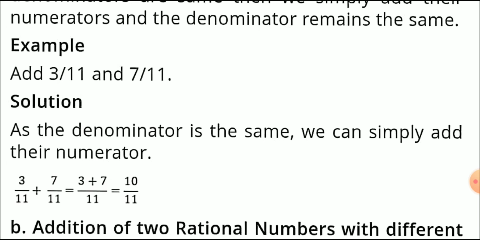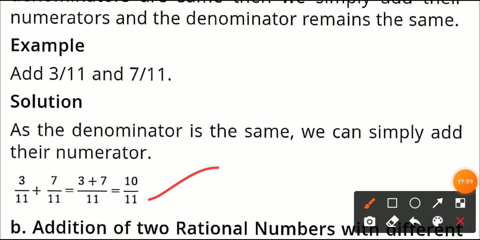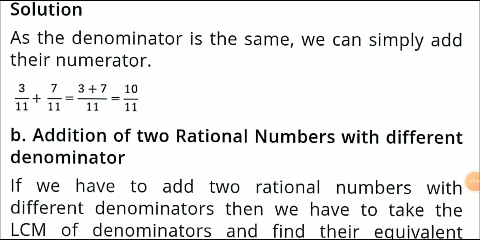3 upon 11 plus 7 upon 11 is equal to 10 upon 11. Okay. Addition of two rational numbers with different denominators. Now the question arises, if the denominators are not the same, then in that condition what will you do? If the denominators are not the same, you have to make the denominator the same. Without making the denominator the same, you cannot perform addition or subtraction of rational numbers.